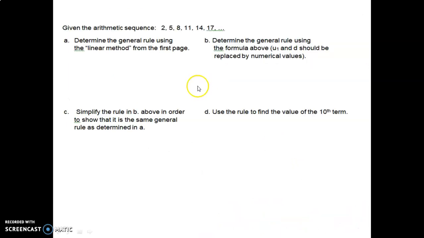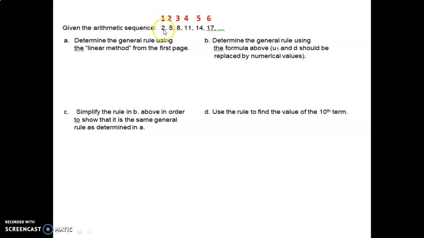So here's the first problem. We have this arithmetic sequence, and let's see if we can determine the general rule using the linear method. I just said let's focus on the new rule, but to start this question, we're going to start with the linear rule. So the method, remember, you look for the slope, how much it is going up by, and then go back to the zero term to get the y-intercept.